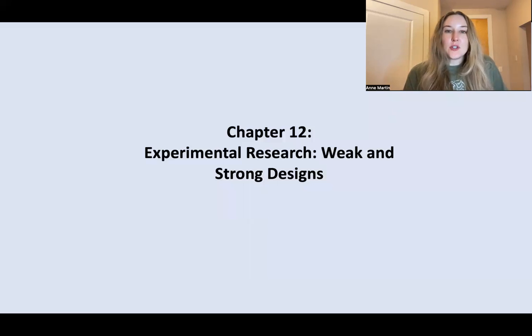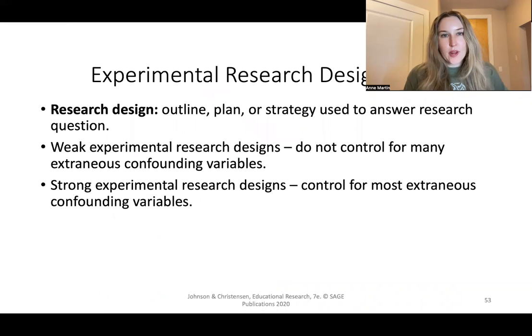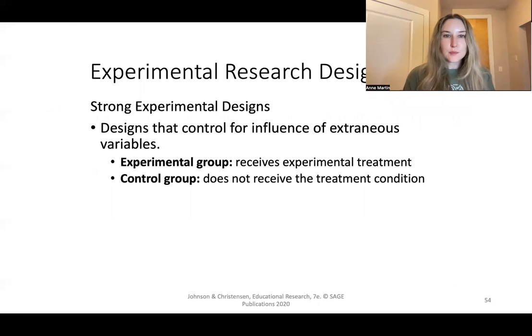Okay, and so on to experimental research, weak and strong design. So weak experimental design does not control for many or any extraneous confounding variables, whereas strong experimental design is able to identify and control most of the extraneous confounding variables. So these are the parts of experimental design.